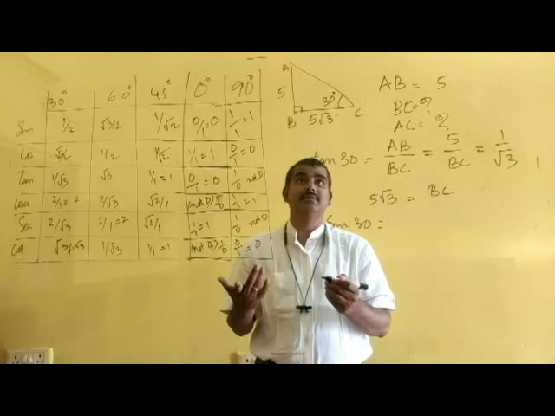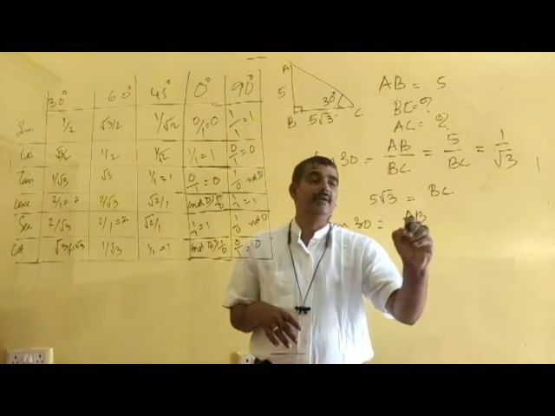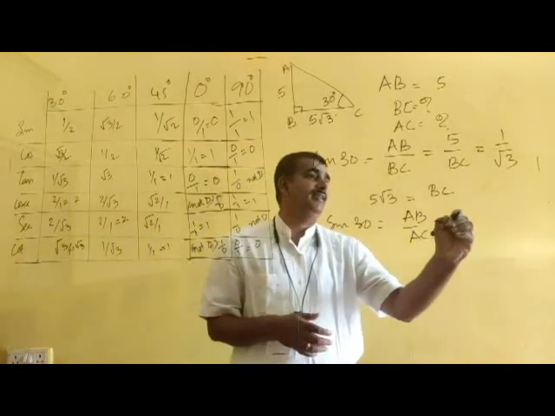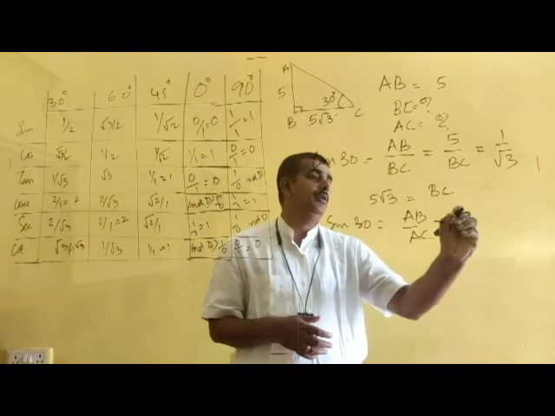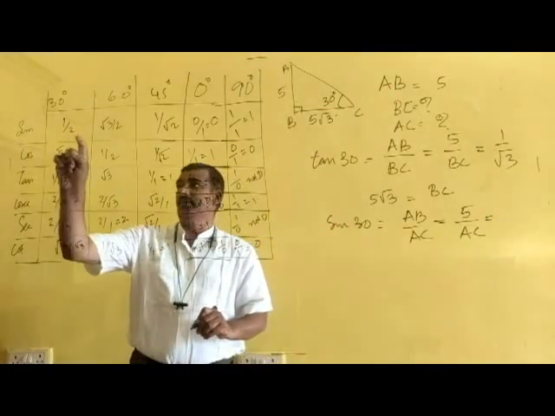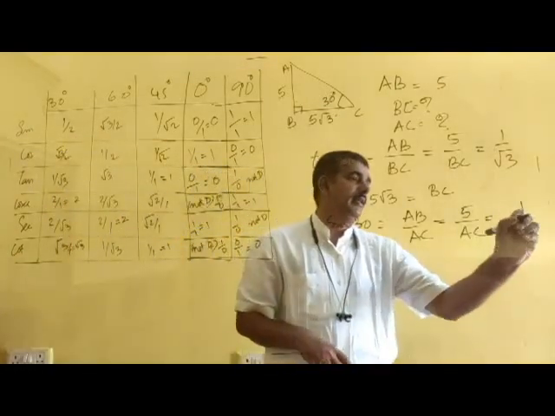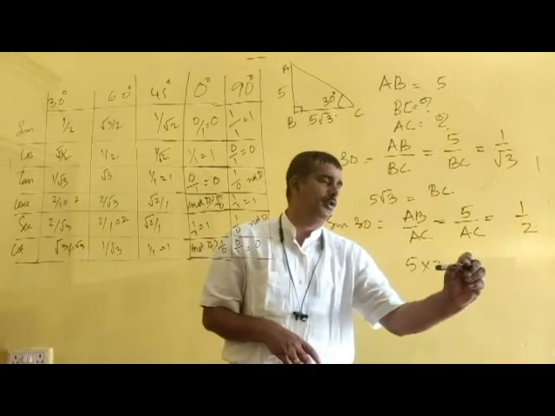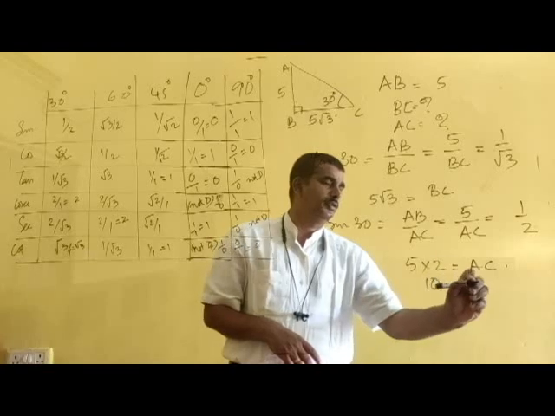Sin 30 is equal to what? AB by AC. Sin 30 is equal to AB by AC. AB is equal to what? 5, and AC we don't know, AC we are keeping. And what will be the value of sin 30? That is 1 by 2. Do the cross multiplication: 5 into 2 is equal to AC, that is equal to 10.